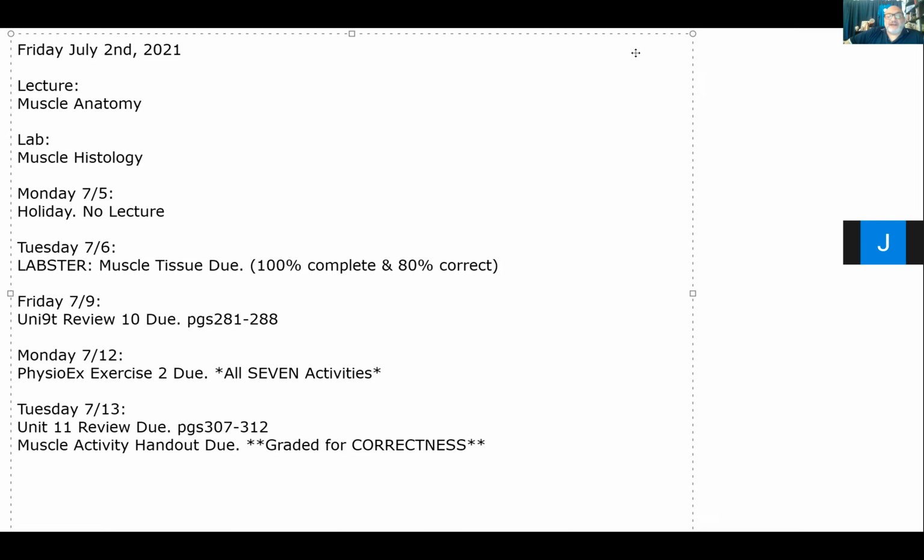So again, as you saw, it's not hard, it's just time consuming. So definitely don't leave that as something that you try to do the night before because it'll take a long period of time. And we have a muscle activity handout that you'll be working on, almost like a muscle review, the same way that we had a skeletal review. That will be graded for correctness. So make sure, and we'll talk about that as we get closer to that as well. And that's the game plan.